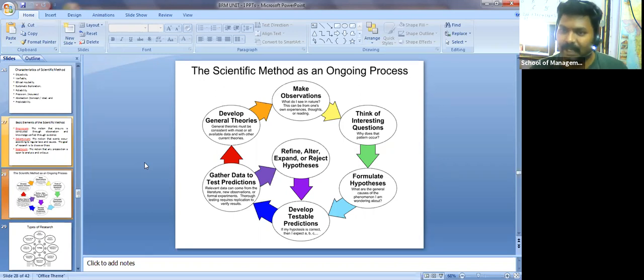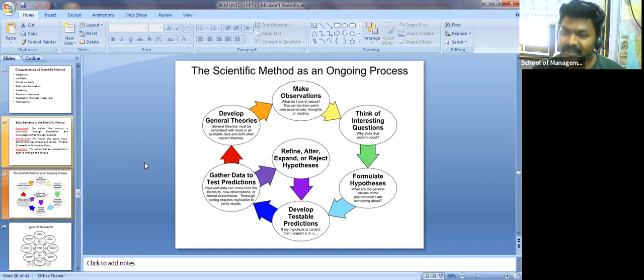So if I say maybe I like Nike shoes, but you may say, no sir, I don't like Nike shoes, I like Reebok. Yes or no? Because your perception is different towards one particular brand, product, or object. The same thing happens in the scientific method. Make observations; person to person, how you perceive that. So what do I see in nature? Clear? It is our own experiences, or maybe thoughts, or maybe reading.